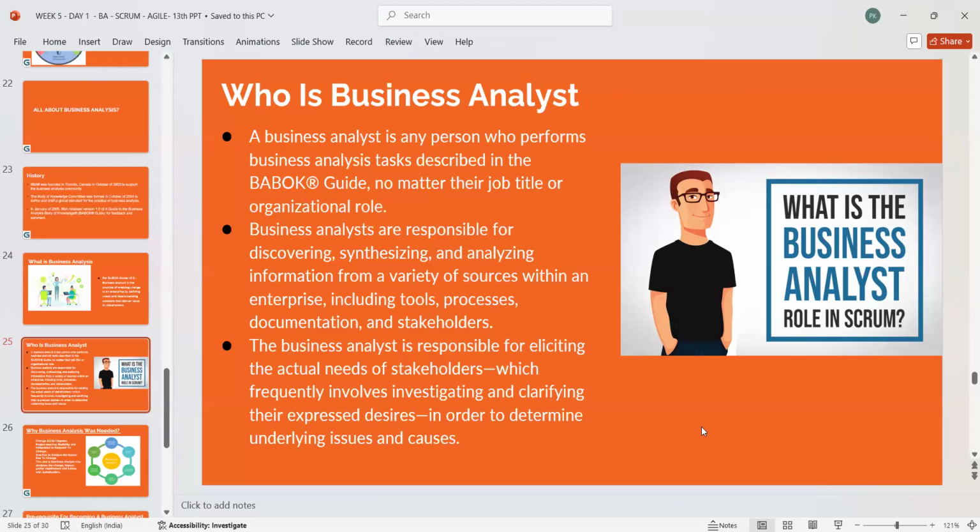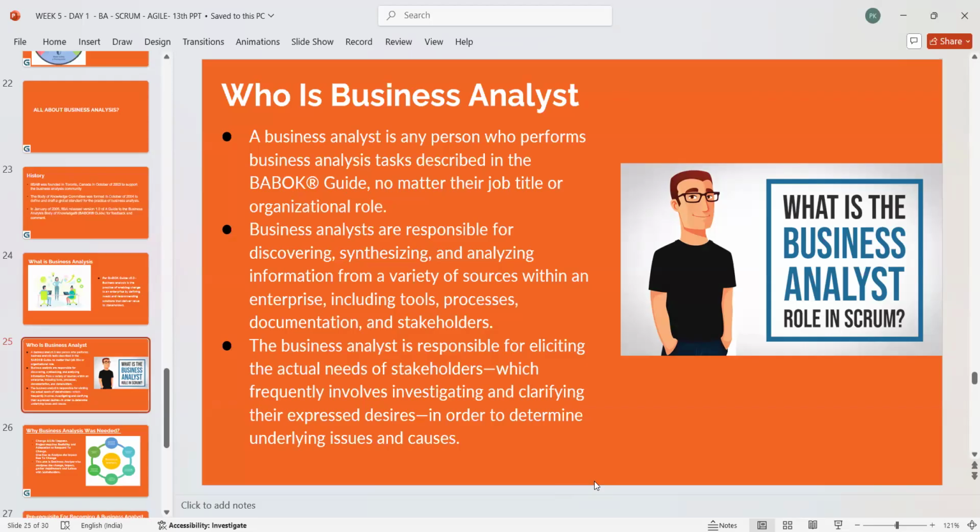Okay, so I think okay. So any doubt in this statement? They're getting information from a variety of sources, and they are discovering, synthesizing data, and improving or implementing processes, documentation, and working with stakeholders. This statement is clear to you guys? Yes? Yes. Okay. Now the last statement from this.